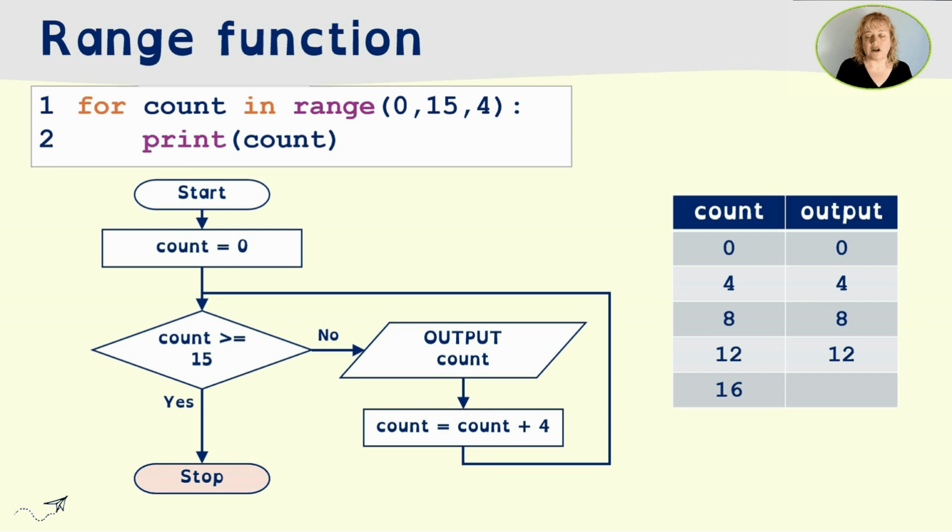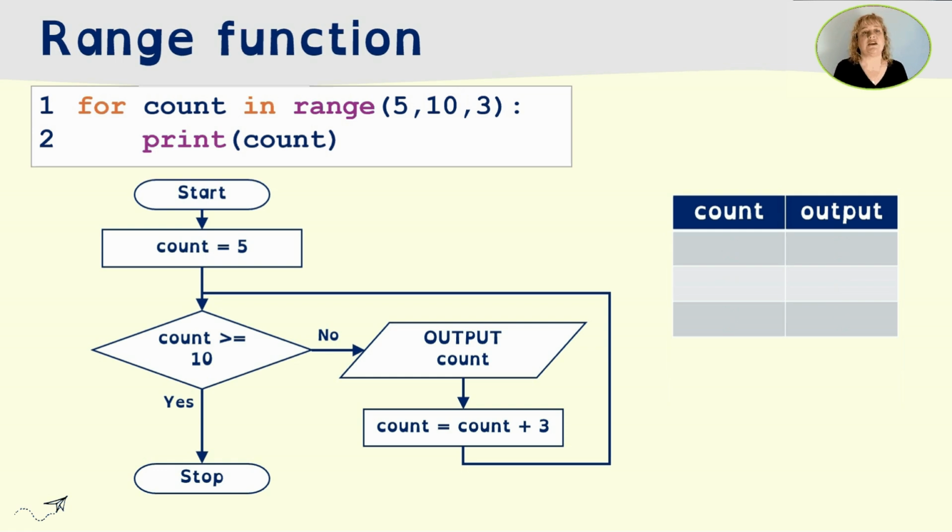Let's have another look at a slightly different one. Here we've got 5, 10 and 3 as the options there. So we've got 5 as the starting value, 10 is our target, so greater or equal to 10, and our step is 3. So let's start off. So count starts off as 5. Then we go into the loop. Is that greater or equal to 10? No, it's not. So we're outputting count, which is 5, adding 3 on, so 5 becomes 8.